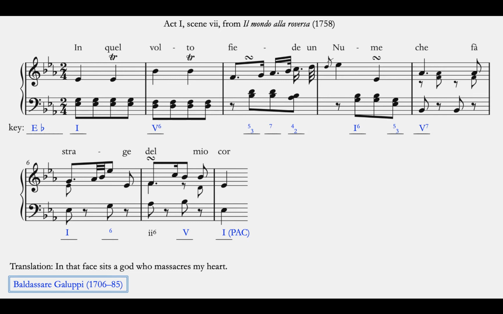In quel volta fede un nome che fa stralgere mio cor.